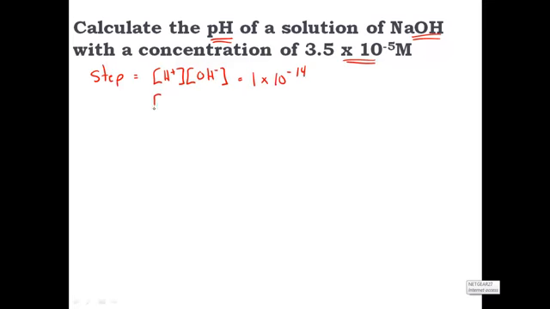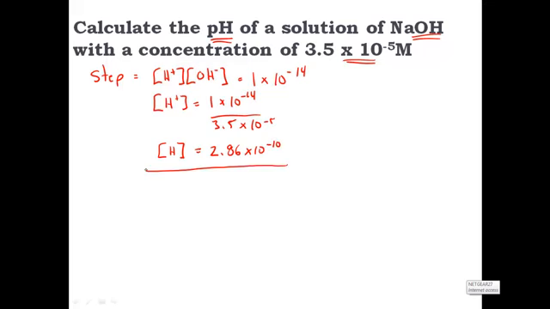Step 2, a little rearrangement as we always do. The H plus is going to be equal to 1 times 10 to the negative 14th divided by my hydroxide concentration of 3.5 times 10 to the negative fifth. And we solve the numbers and end up finding out that the hydrogen ion concentration is 2.86 times 10 to the negative 10th. Awesome, dudes. That's part 1 here.